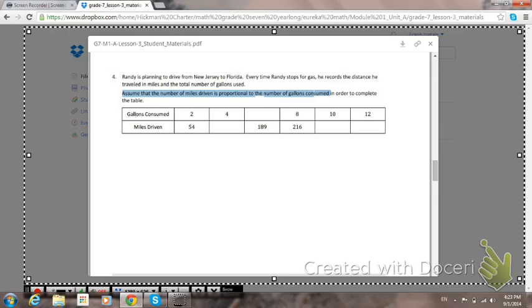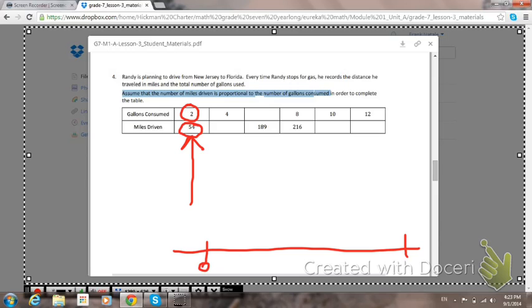Let's go ahead and look at it. If we're going to assume the proportionality of these two, then using this table right here, we see that 2 gallons were consumed for 54 miles driven. So if we look at that one, we would, of course, divide 54 by 2. Because if you looked at it, I don't know if we said we had a number line.